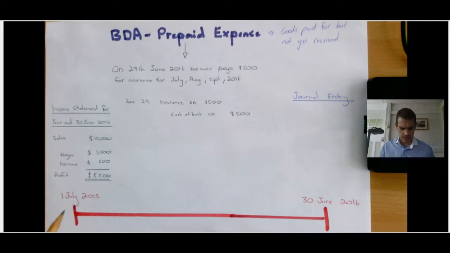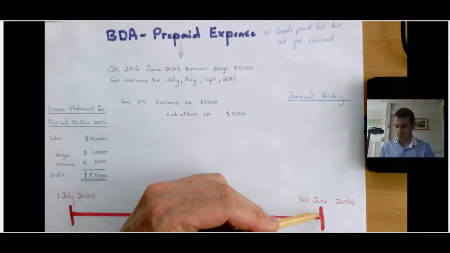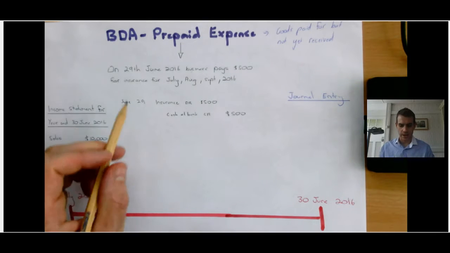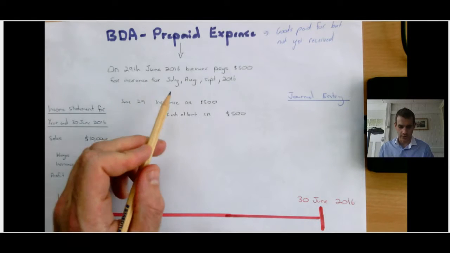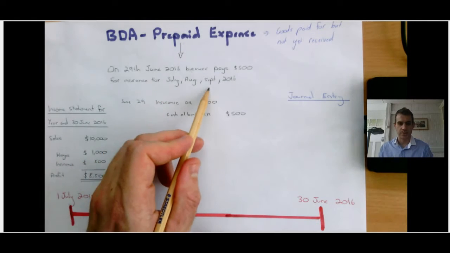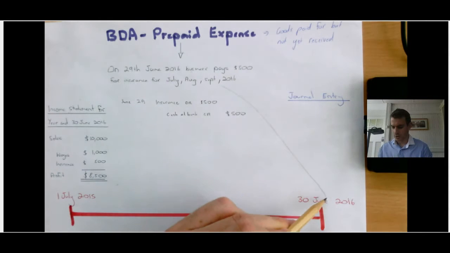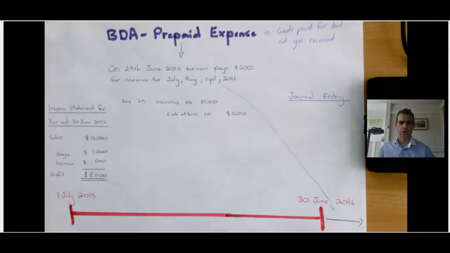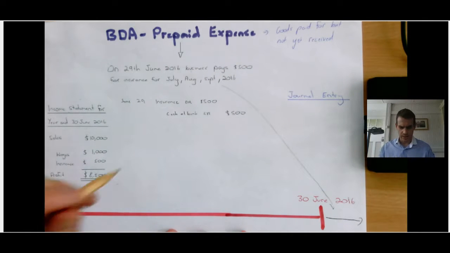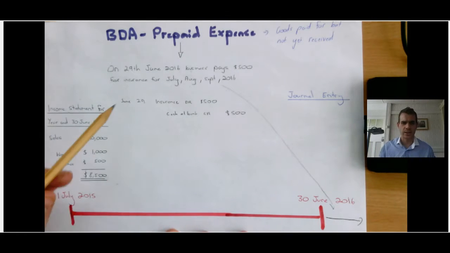The problem is that the financial year runs from 1 July 2015 to 30 June 2016. Now this expense that we paid for on the 29th of June relates to July, August and September 2016. So those months fall in the next financial year. So at the moment, this journal entry is reflected in the accounts and it's actually incorrect.